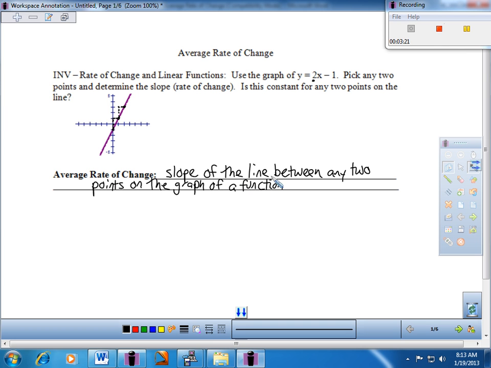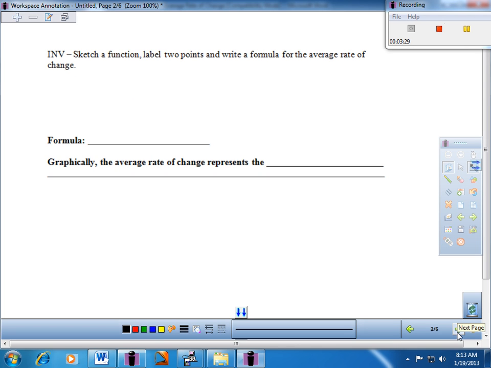So obviously what we're going to do is sketch one out here and see what that would look like mathematically. I'm going to go to my next board. It looks like there's another investigation here just to get us thinking about it. It says sketch a function, label 2 points, and write a formula for the average rate of change. Let's go for it. I'm going to draw a coordinate plane, similar to the one I've drawn in a previous lesson. This one will be quite a bit more simplistic. Let's draw the graph of any function, as long as it passes the vertical line test.